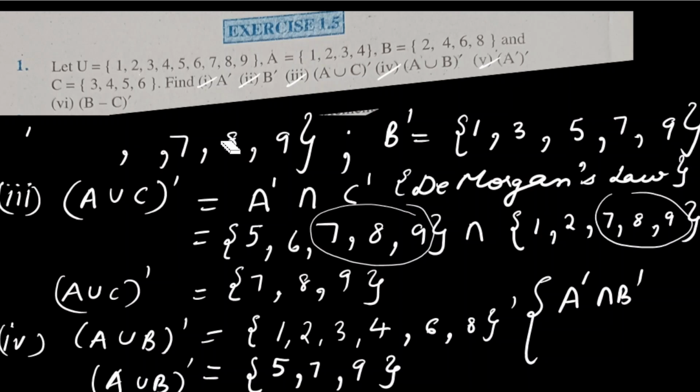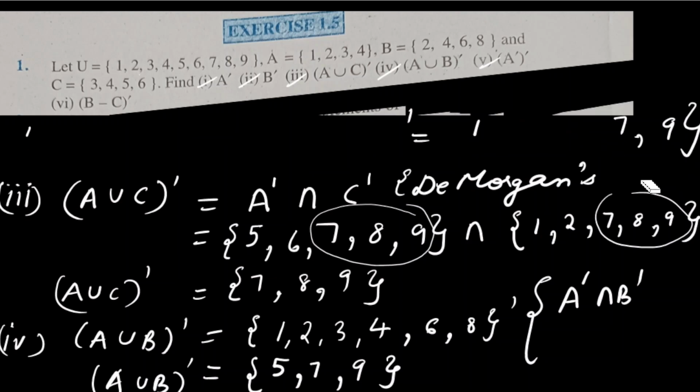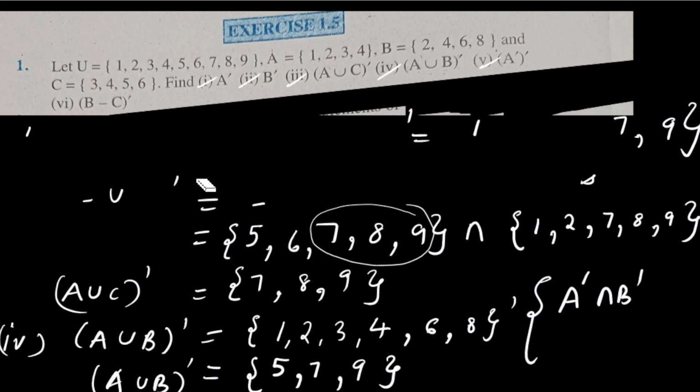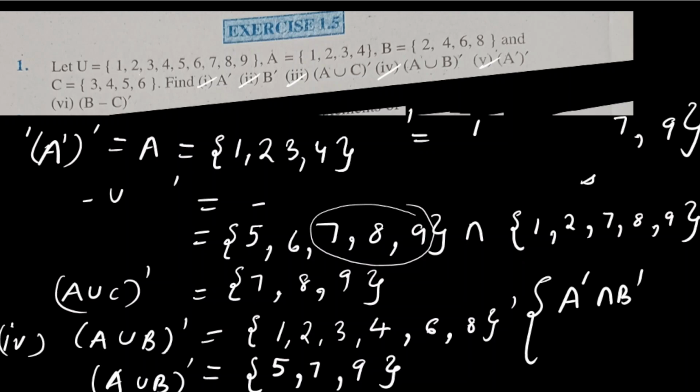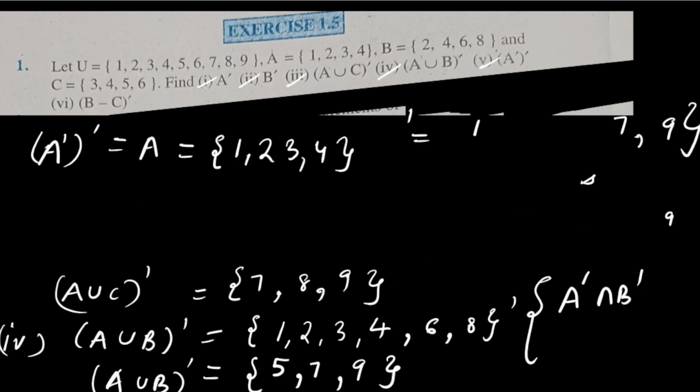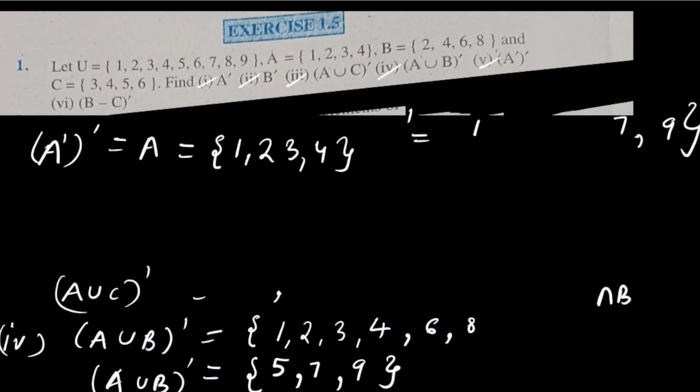So this double complementation we have also done. Double complementation is, if you are taking the complement of a complement of A, it will be A itself. So A's value we can write: A equals 1, 2, 3, 4. So the double complementation law states that if we are finding the complement of a complement, it will be equal to the original set itself.